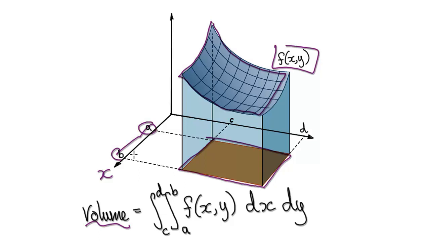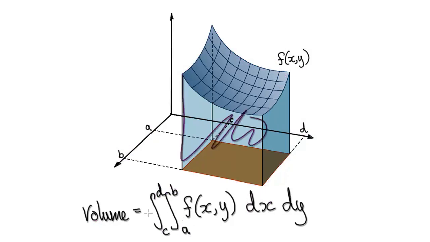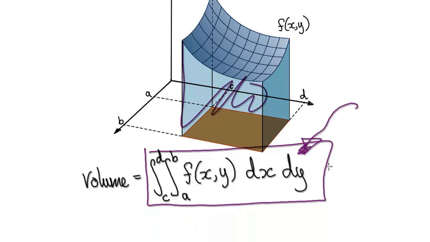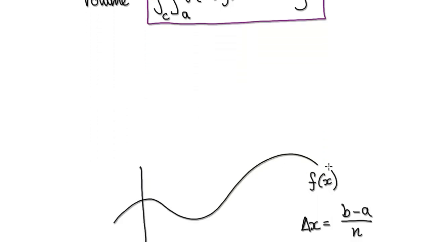In the x direction we are integrating from A to B, and then in the y direction we are integrating from C to D. So the volume of this thing here is given by this. In this video we are going to try and understand what's going on here. But before we do, I need to remind you of integration in single variable.